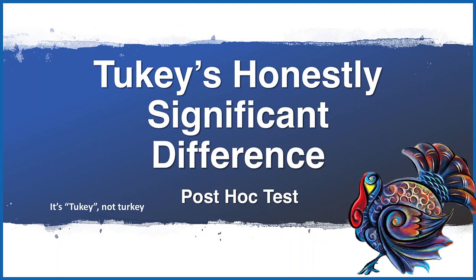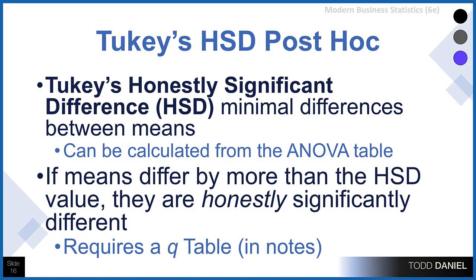All of the post-hoc tests work essentially in the same way. It's telling us which of the groups is different, but there will be some variation in how the findings are displayed. So let me show you the simplest one, the one that we'll be using. It's called Tukey's Honestly Significant Difference Post-Hoc Test. It is the minimal difference between the means. You can calculate this from your ANOVA summary table. That minimal difference that is required for them to be honestly, significantly different.